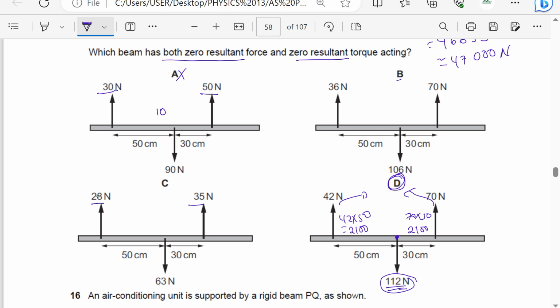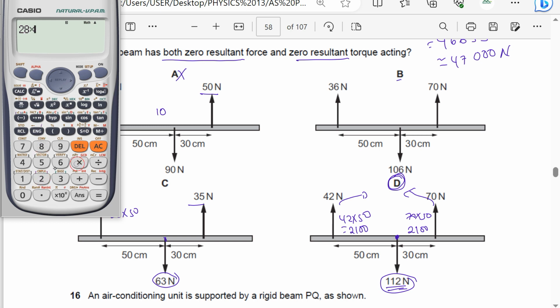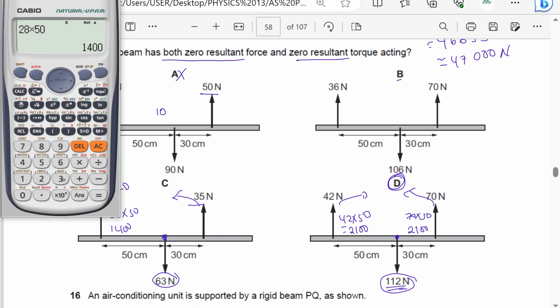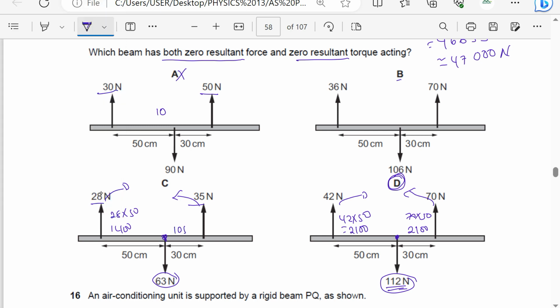You can check the rest. If I take moments about this point here, this will be 28 times 50 about that point, that is 1400, and this will be clockwise. This is going to give us anticlockwise about this point here, so 30 times 35, that is 1050. So there's a resultant moment here which is actually going to be clockwise. So this is wrong. You can check B. B is also wrong. So the answer is going to be D.